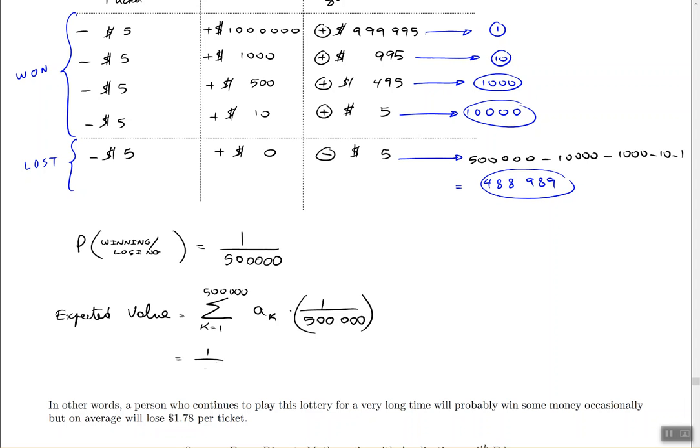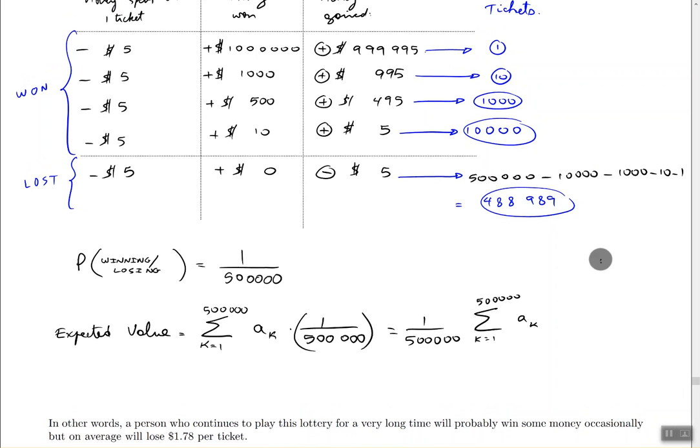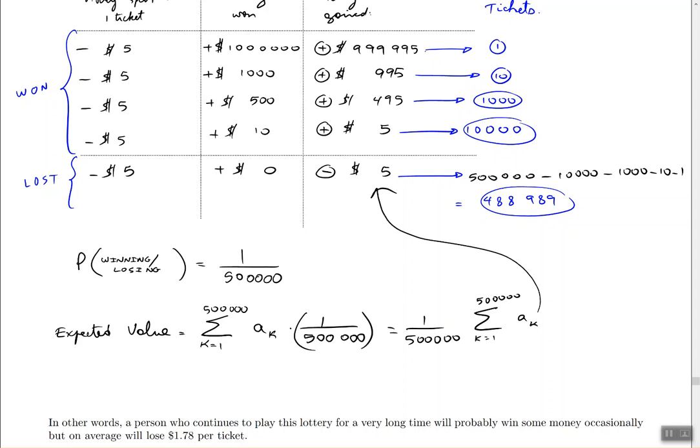So let me save space and put it right here. It's gonna be 1 over 500,000, since it's the same for all of them, and sigma k going from 1 to 500,000 of the a_k's. Remember, the a_k's are pretty much these numbers right here, multiplied by how many of the tickets there are. Okay, so let's go ahead and put it all together.